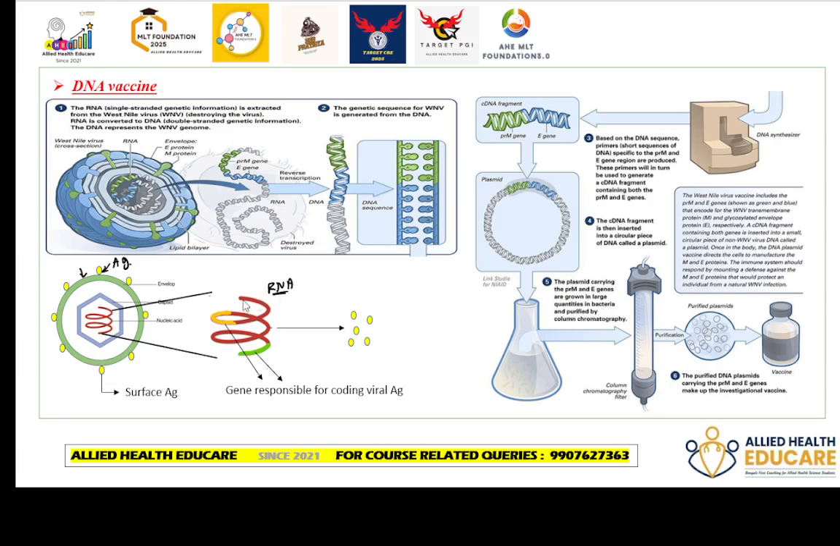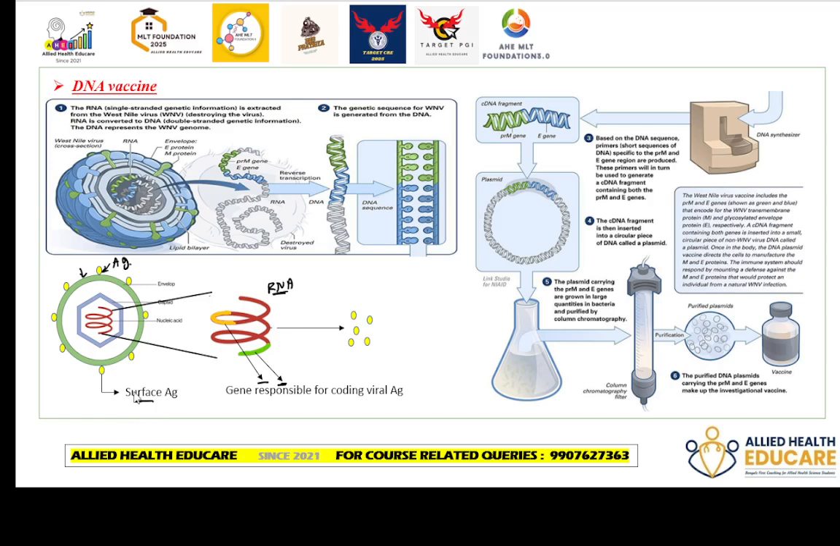So in case of RNA virus, there are lots of coding regions. This is the coding region, and this is the gene responsible for the coding of viral antigen. So this is the coding portion of the RNA that produces a specific antigen. This is the surface antigen. Let's suppose these two genes are making the specific antigen called surface antigen. So we need to generate immunity through vaccination against this type of surface antigen.